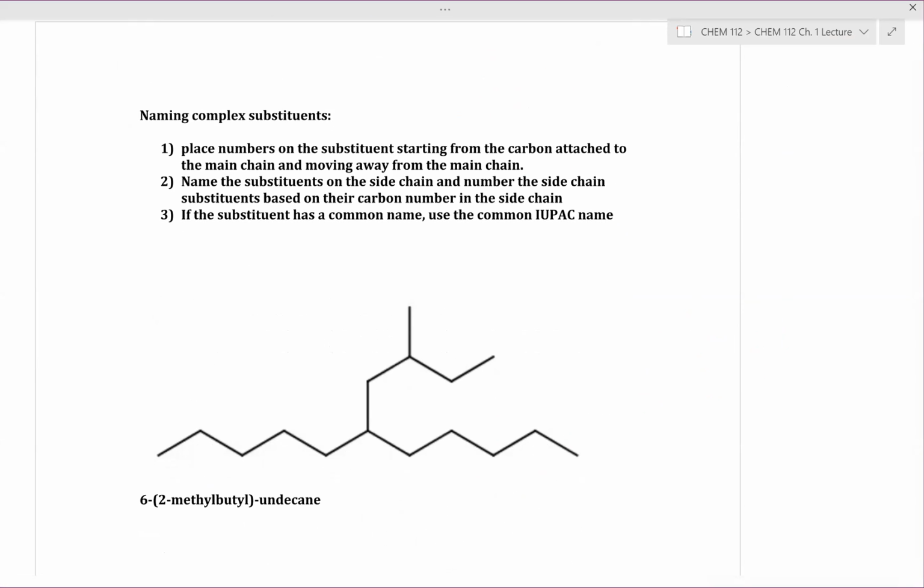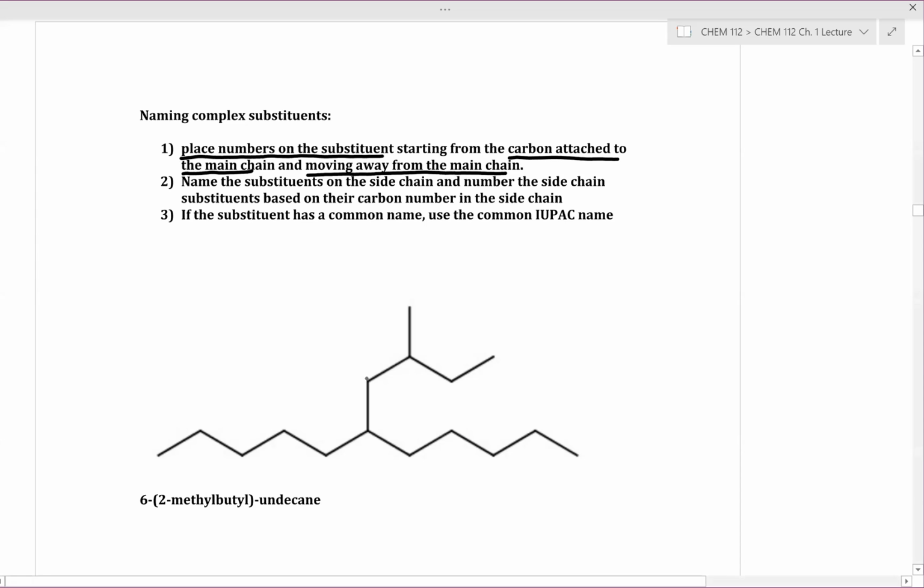So when you're naming complex substituents, by complex, I mean heavily branched substituents, what you're going to do is place numbers on the substituent starting from the carbon attached to the main chain and moving away from the main chain. Okay, so to give you an example, looking at the following molecule, you have this really heavily branched substituent that can't be named using any of our common abbreviations, like tert-butyl, isobutyl, sec-butyl, etc. The connectivity doesn't match.